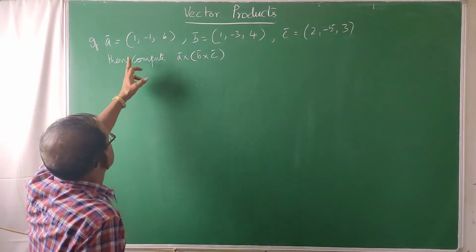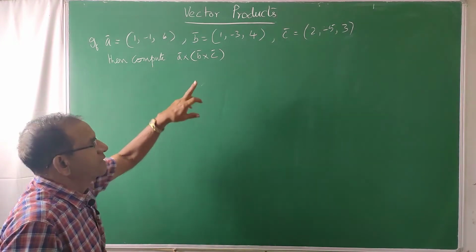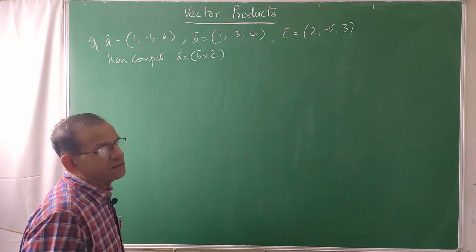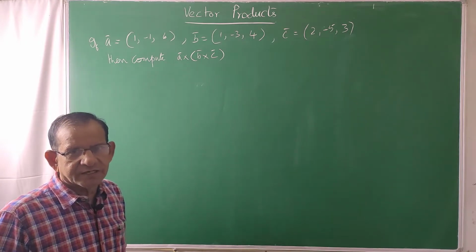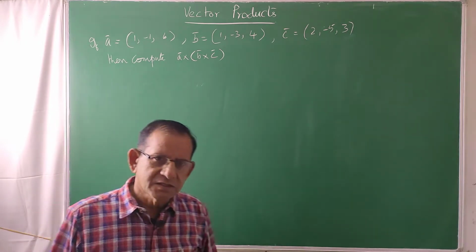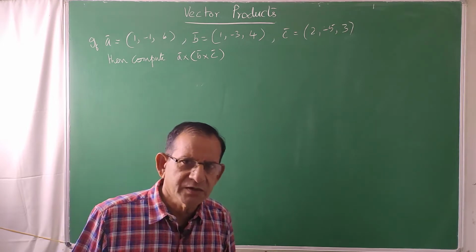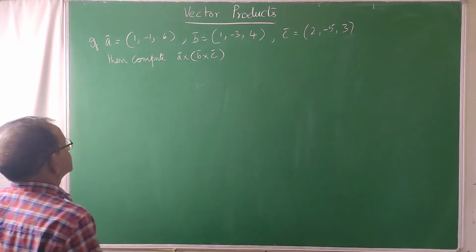Now here three vectors A bar, B bar and C bar are given. They are given only as components, like x1, y1, z1. You have to write it as x1 into i bar plus y1 into j bar plus z1 into k bar. So let us take the vectors like this.